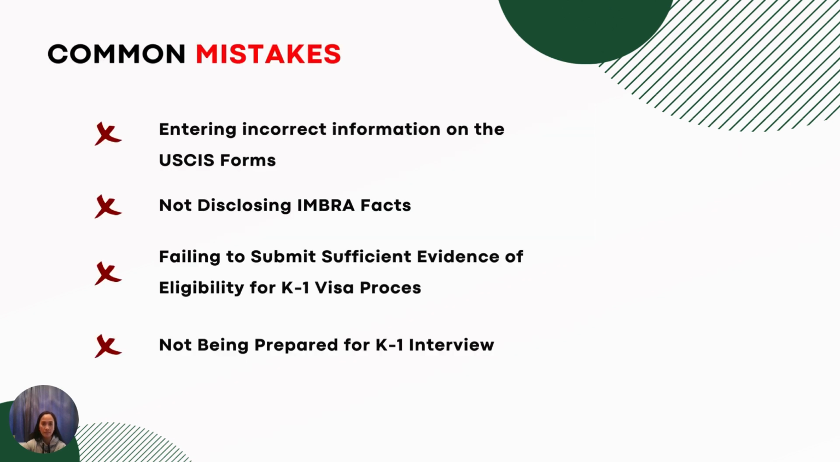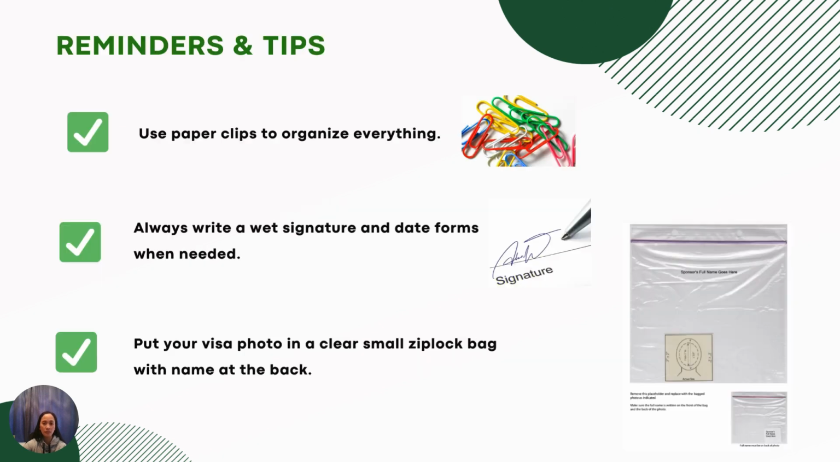Common mistakes when filing for I-129F are entering incorrect information on the USCIS forms, not disclosing the IMBRA facts or the terms and conditions about the international marriage broker, failing to submit sufficient evidence of eligibility for K1 visa, and not being prepared for a K1 interview.